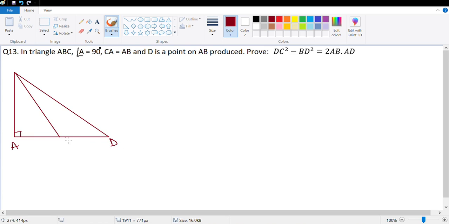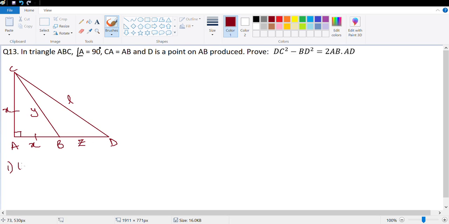This is D produced on AB, and this is point C. And CA and AB are equal. Next, we need to prove that DC square minus BD square is equal to 2 times AB dot BD. Perfect. Let this be X. This is also X. This is Y. This is L, and this is Z.